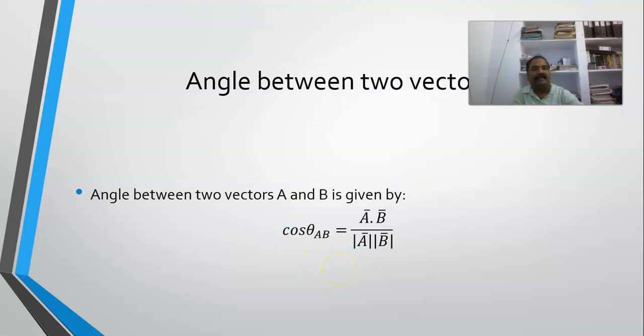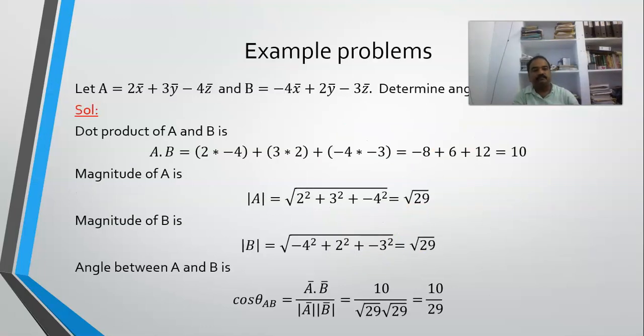And finally, the angle between two vectors. This is what I wanted to show you. As I have already said, the dot product of two vectors is nothing but the product of their magnitudes into cos of theta AB. So cos theta AB is equal to the dot product of the two vectors, divided by the magnitude of A into the magnitude of B. Now, let us determine the angle between the two vectors.